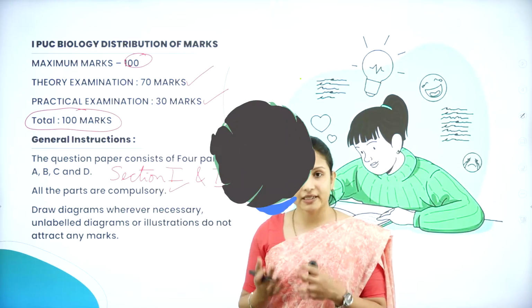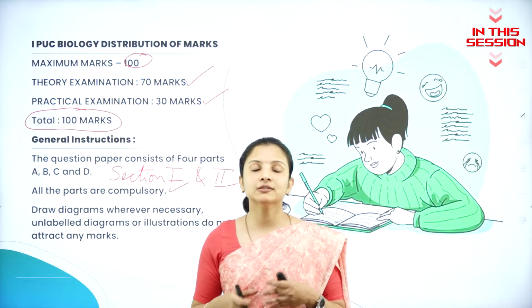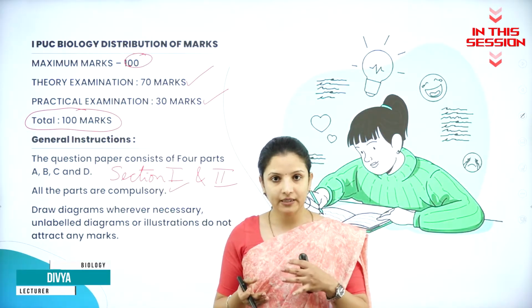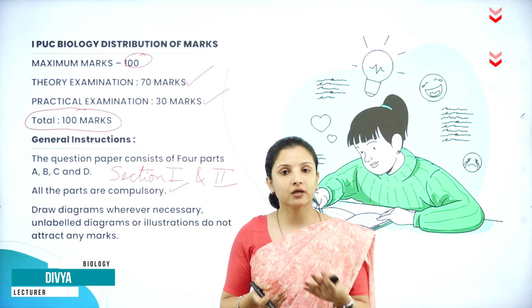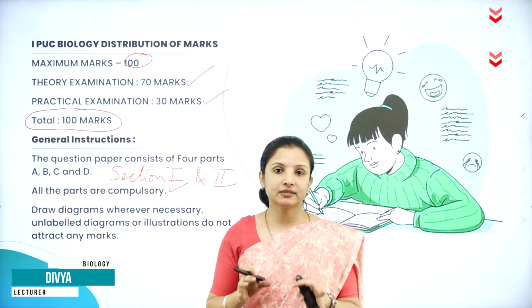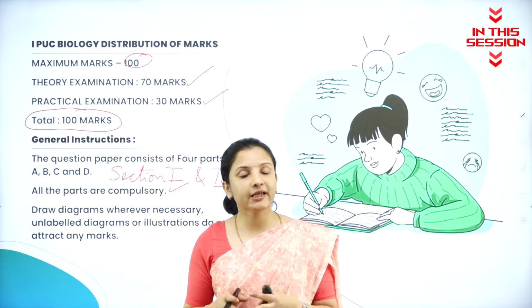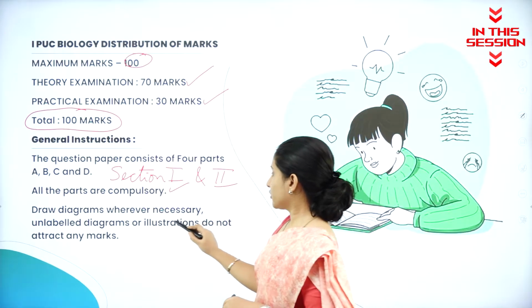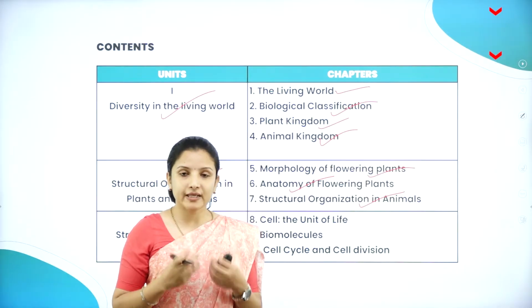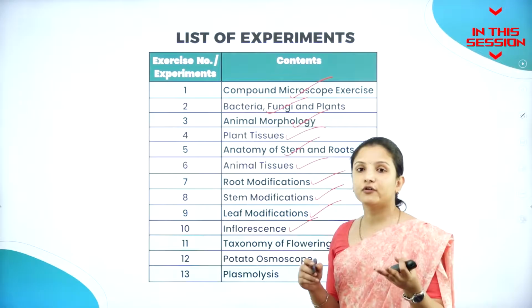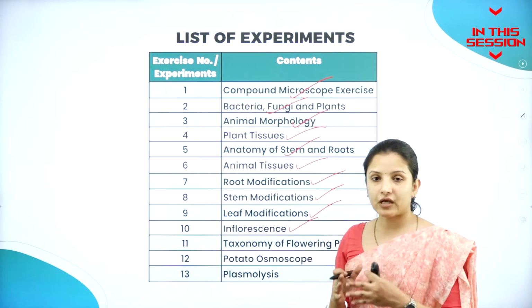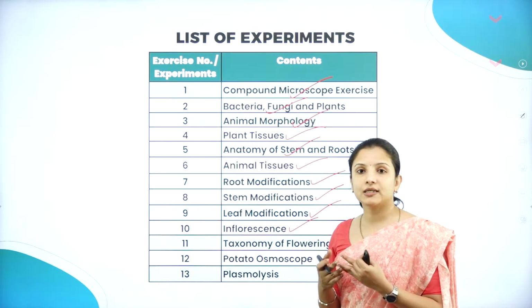Let the diagram be very neat and labeled, because those diagrams which are not labeled, in spite of you drawing it very neatly, will be considered as 0 mark. Therefore, labeling of the diagram is very important. Cell is the main basic unit of life. Inflorescence is nothing but a bunch of flowers together in a plant. You call it the inflorescence.